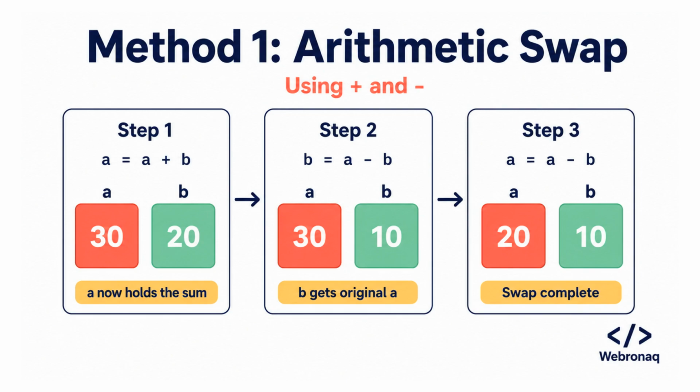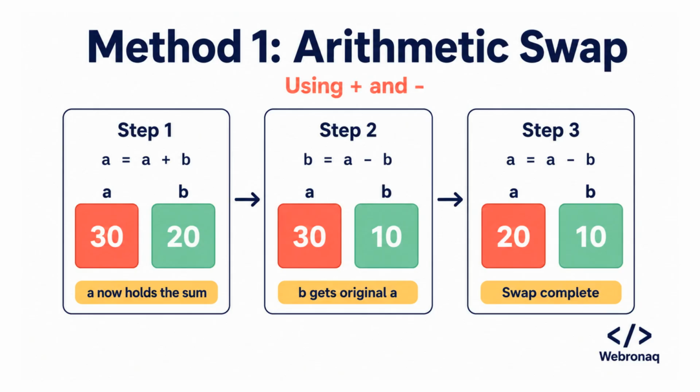Step 2, we take the new a, which is 30, and subtract b from it. b is still 20, so 30 minus 20 gives us 10, and that goes into b. So now b is holding 10, which was the original value of a. Half the swap is done. Step 3, we subtract the new b, which is 10, from a. So 30 minus 10 gives us 20, and that goes back into a. And just like that, a is 20 and b is 10.